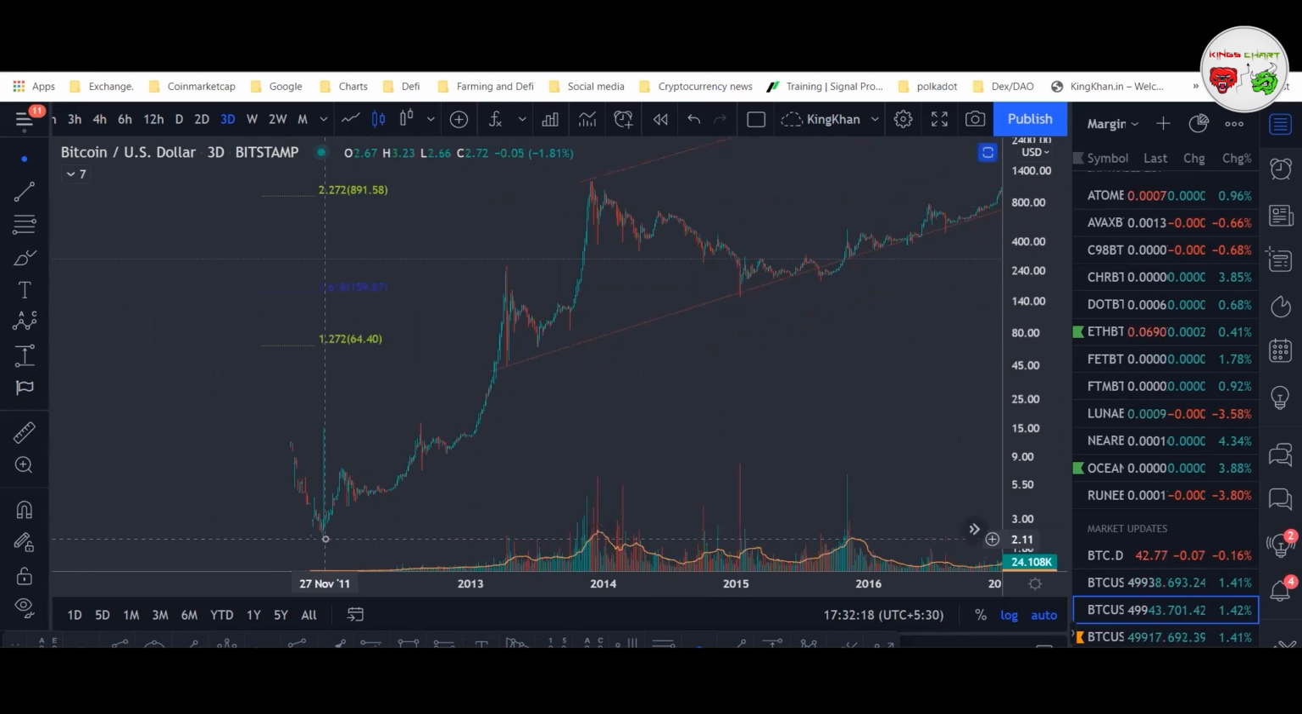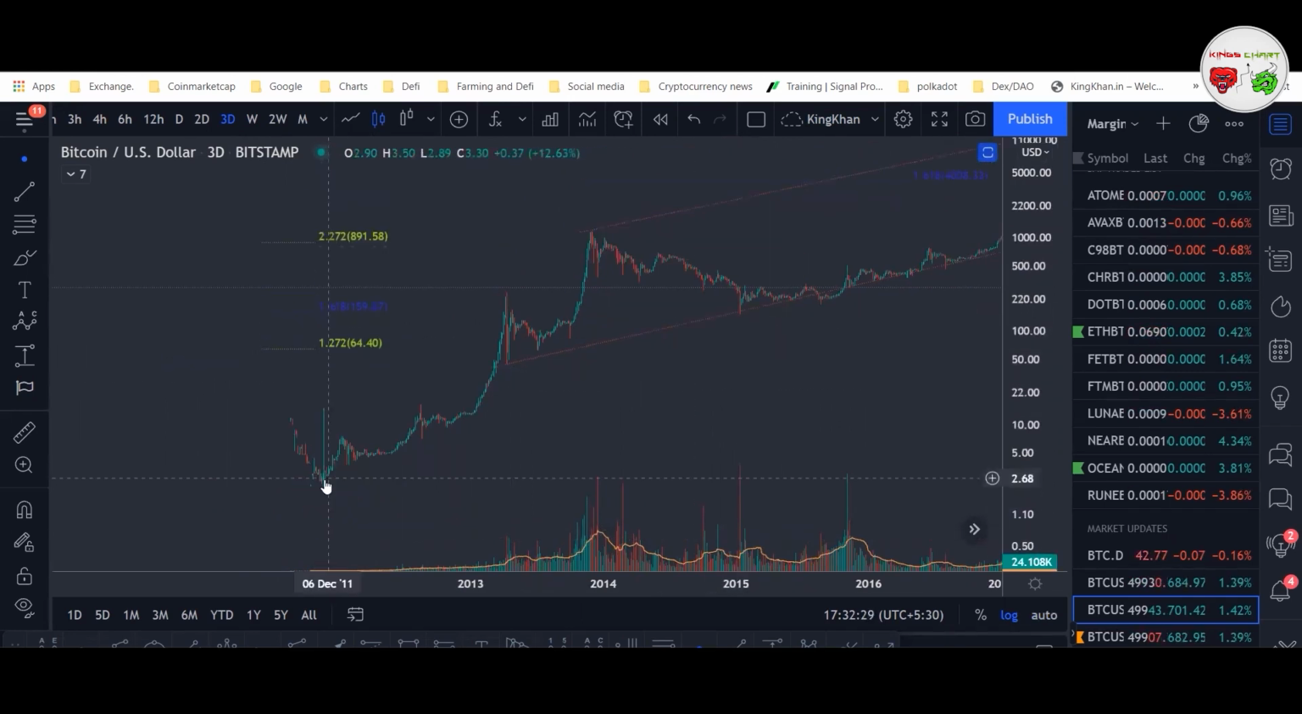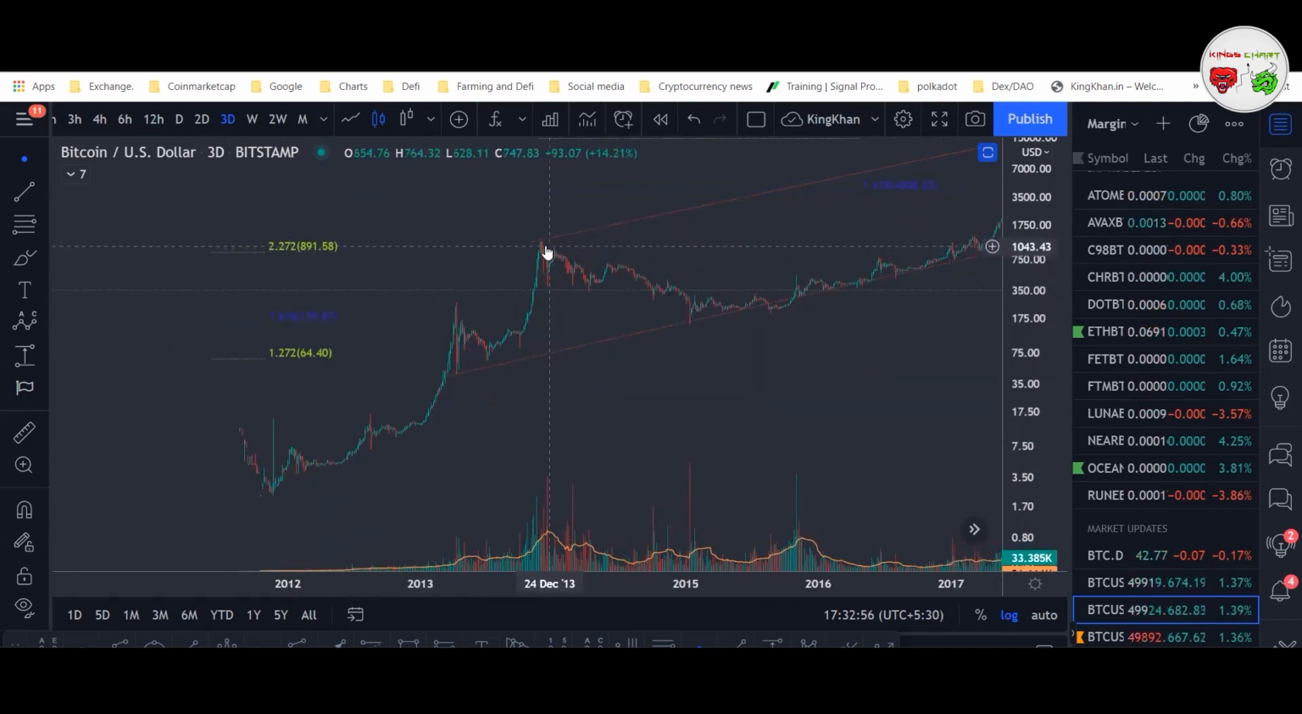This is the low point in 2011. You can see here BTC rallied from $2 to $265, right? And you can see the 1.618 extension Fibonacci level acted as a resistance here. Then price dropped to 1.272, which acted as a support. Then the market ran again and peaked around 2.272. This is the blow-off top of 2014.